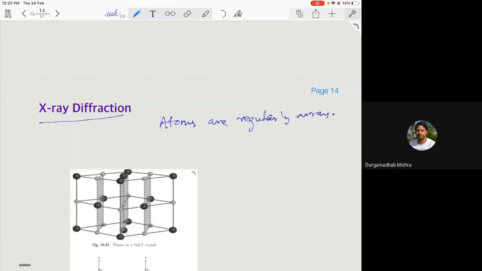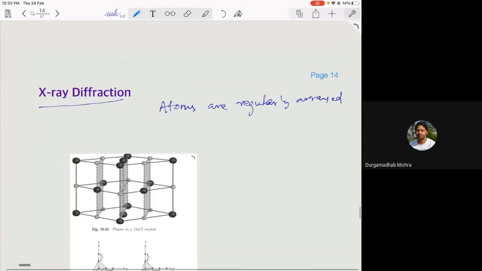So what it means is that you can define a small volume which is known as the unit cell. This unit cell describes the arrangement of atoms of the crystal. And now if you repeat this unit cell, you will create the crystal. So this is what a crystal or any crystalline solid is made up of.